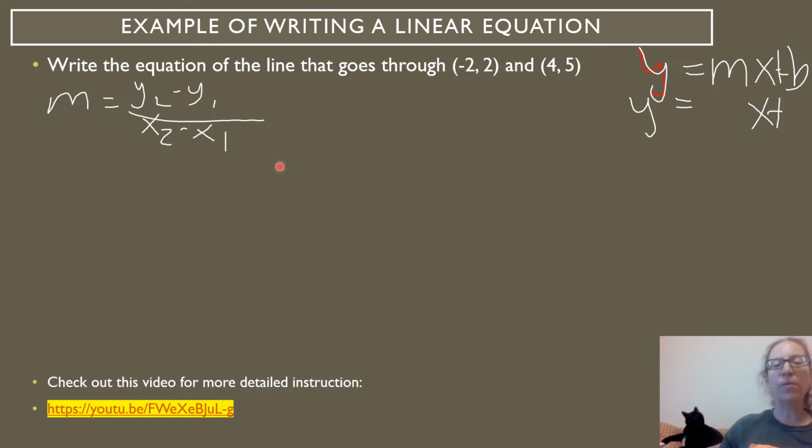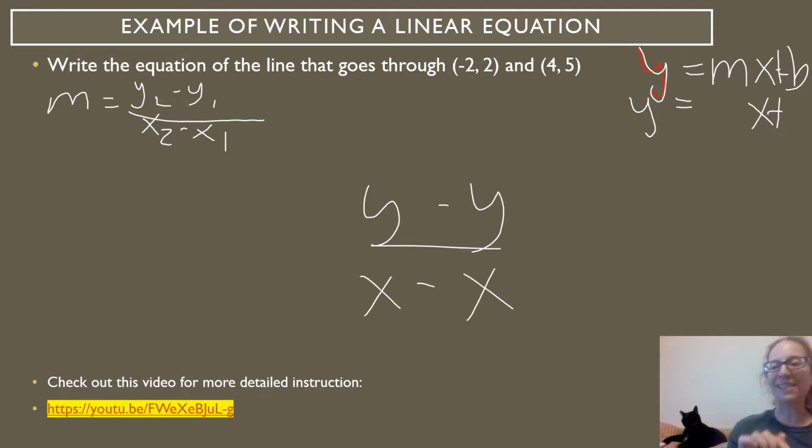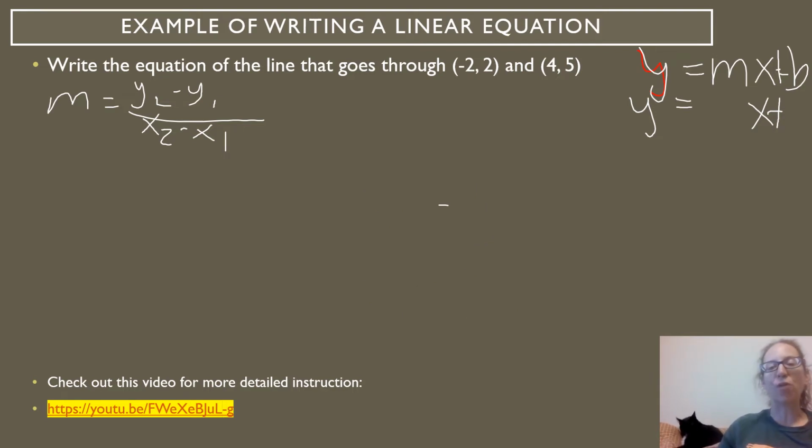Now, those numbers are what are called subscripts. Sub means lower, script means writing. So a subscript is just lower writing. And the only reason they are there is so that we can separate the 2 points into point 1 and point 2. There's no other significance than that, because if you just wrote y minus y over x minus x, that does not work because y minus y is 0 and x minus x is 0, and that's not going to work. We need to plug some actual numbers in there, and we need to know which numbers go where.